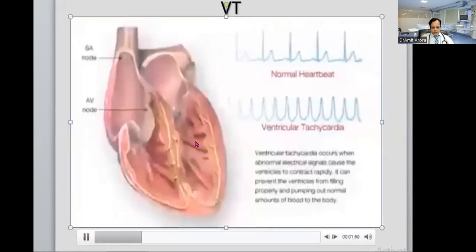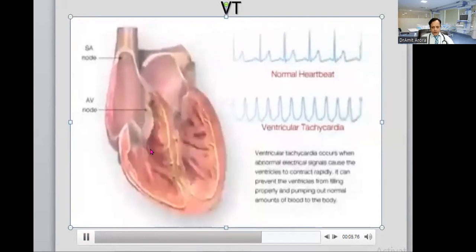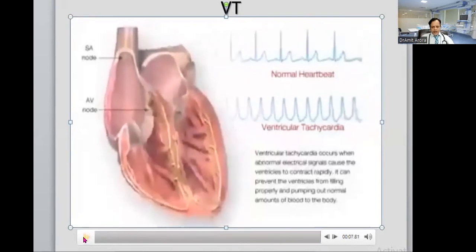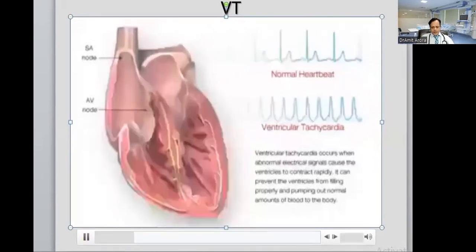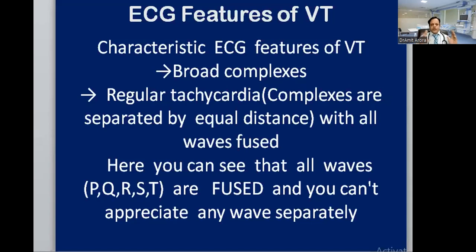Now you can see some foci firing and these ventricles are contracting, and the normal sinus rhythm is getting suppressed. So what will be the feature on the ECG? We will find the characteristic ECG feature is regular tachycardia.